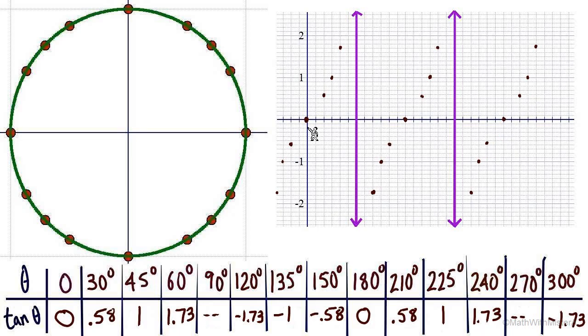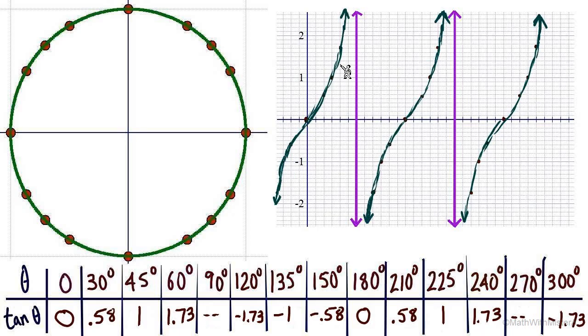I filled in the next ones here. I filled in a couple in the negative direction because tangent also can handle negative angle measures, and it can handle angle measures that are in excess of 360 degrees. That's why we get the repeating pattern. Let's connect all these, try to keep it smooth, more or less.